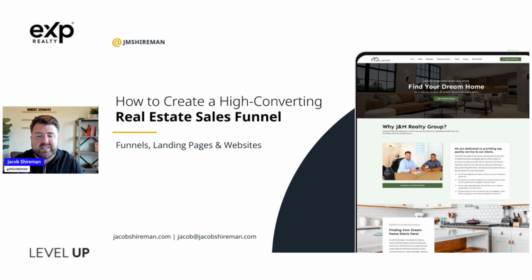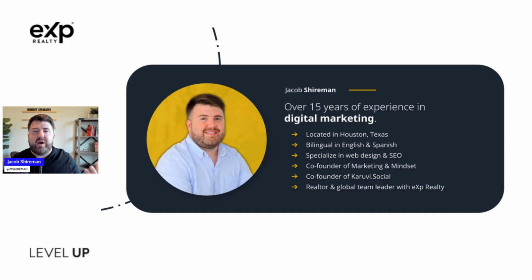So let's get started. And a little background about myself before we get started. My name is Jacob Shireman. I am a realtor with eXp Realty here in Houston, Texas. But before my real estate career 2.5 years ago, I spent the last 15 years, and actually went to college, for marketing. And I specialize in web design and SEO. That's what I've done. That's what I built my business on.